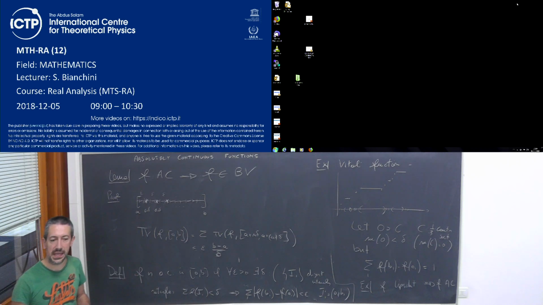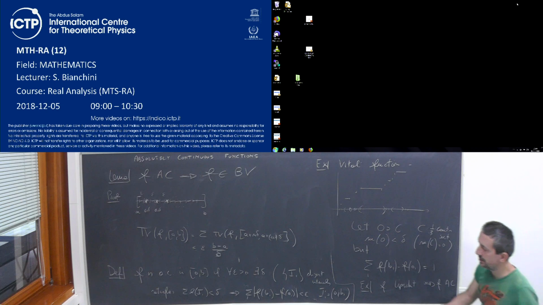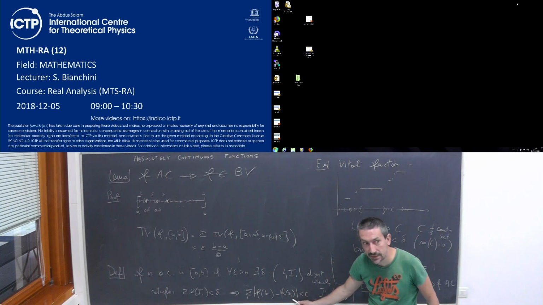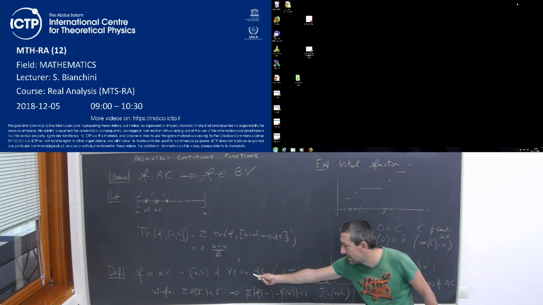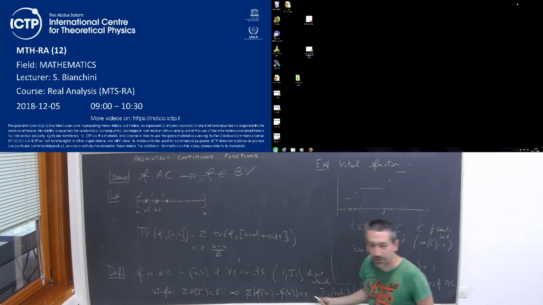So the picture is complete now. At least from the point of view of the functional spaces, we know where to put each of the functional spaces. An absolutely continuous function is continuous. Just take one interval: when epsilon, delta goes to 0, it means that the difference of the points goes to 0, yes.